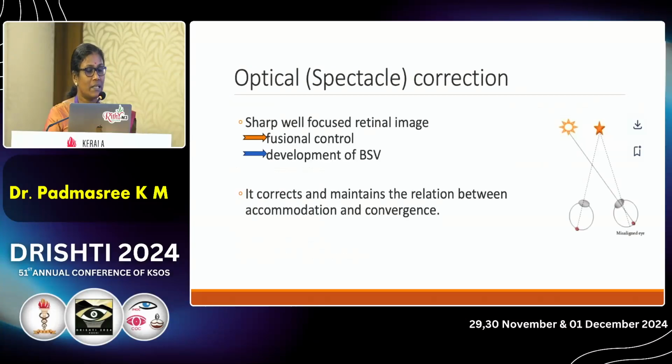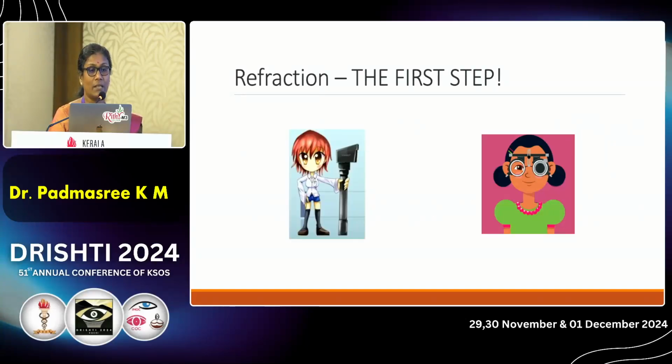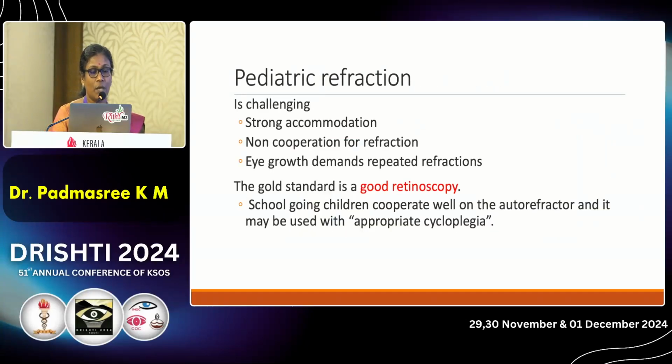How does the optical correction help? It gives us a sharp, well-focused retinal image which will help in functional control and also the development of BSV. It also corrects and maintains the relation between accommodation and convergence. So for optical correction, refraction is our first step. Pediatric refraction, as you know, is challenging because of the strong accommodative tone in children, and the eye growth demands repeated refractions also.